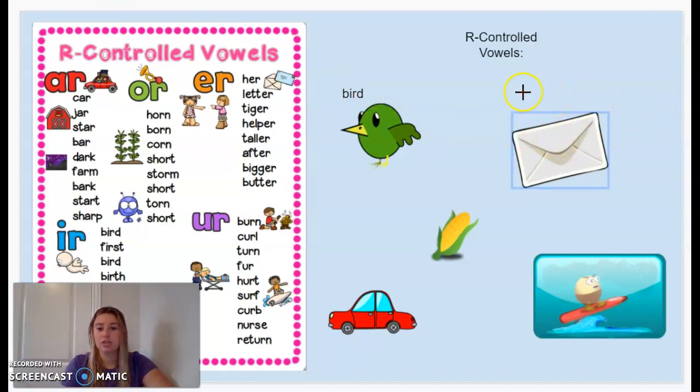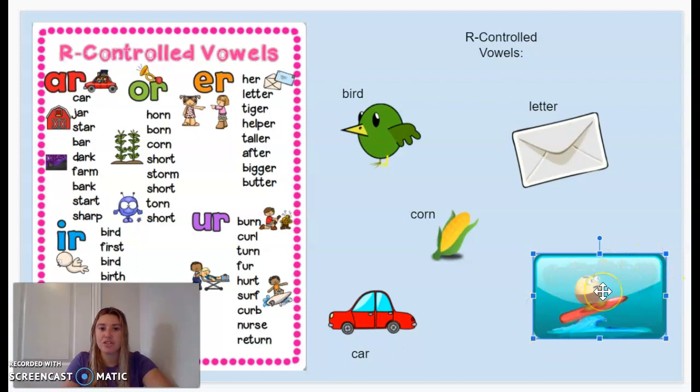Then what is this? A letter, that's right. So we have a letter. And what category would that be under? Right, ER. And then what would this be? Corn, that is right. So we have corn. Y'all are doing awesome. Let's keep it going. What is this? That's right, that is a car. So if we spell car, and what category would this be under? Exactly, that would be under the AR.